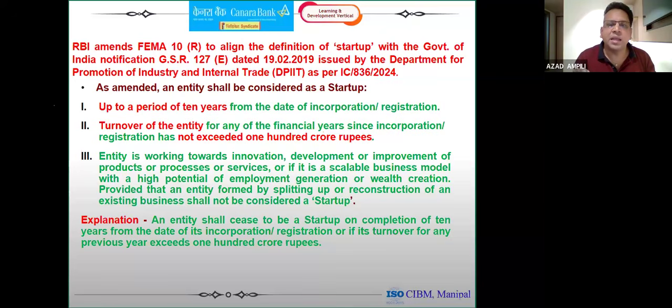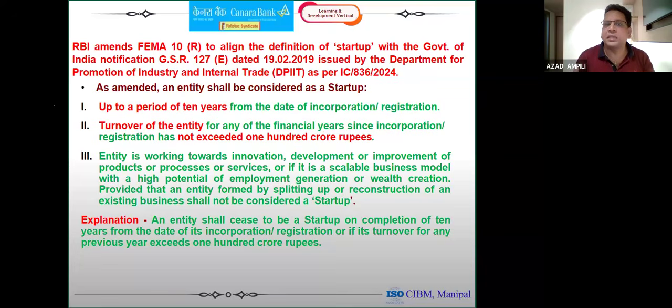Basically, it is an entity working towards innovation, development, or improvement of products or processes or services, or it is a scalable business model with a high potential of employment generation or wealth creation. These options come in the exam and we should be able to identify them. So this purpose was what account will be there, that is a startup account.